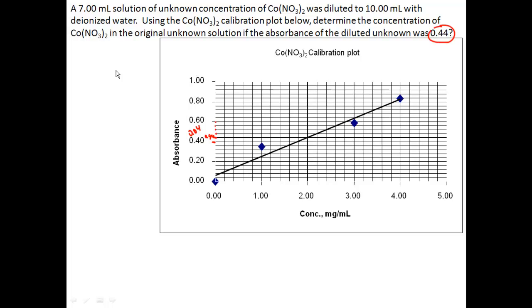Okay, so in this case, I'll take that 0.44, go straight line till I hit my curve, and then go straight down till I hit the axis. In this case, it lands right on 2.00. Once again, if it was somewhere in between, I would have to figure out how much between and what each one of these lines is worth and figure it out. In this case, it just happens to be right on the mark. Now that is my concentration for my diluted sample.